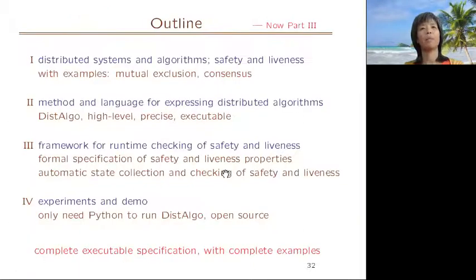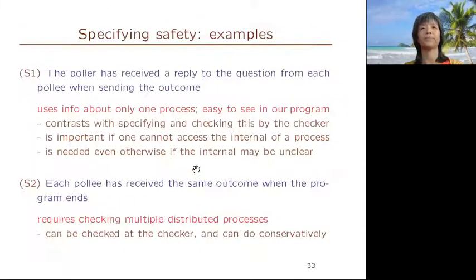Okay, let's see what properties we can specify and how we check. First, safety. These are two example safety properties. First, the poller has received a reply to the question from each pollee when sending the outcome. If you think about it, this property actually uses information about only one process, because if you are the poller process, you can already check this property. And this is actually easy to see in our program because our program already checks the poller has received the reply from each pollee before it sends the outcome.